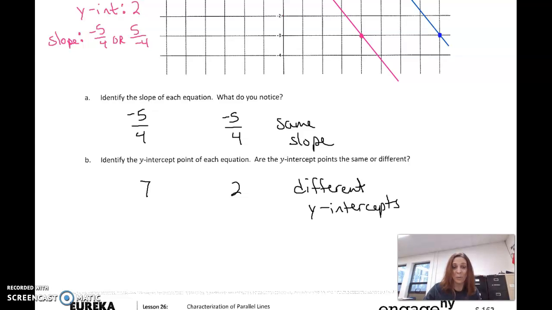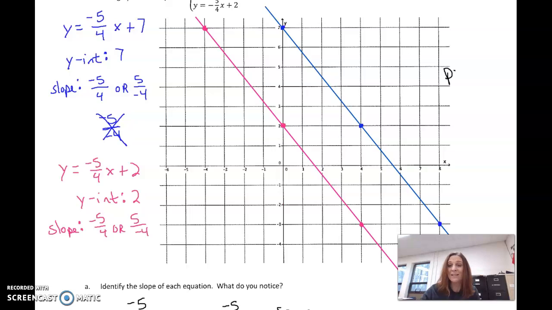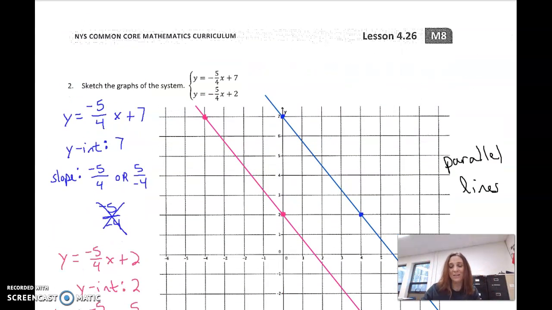Okay, so what is their solution? Well, they're parallel lines. Parallel lines come from the same slope. They're always going to stay the same distance away from each other. And if they're parallel lines with the same slope, that again means there's no solution.